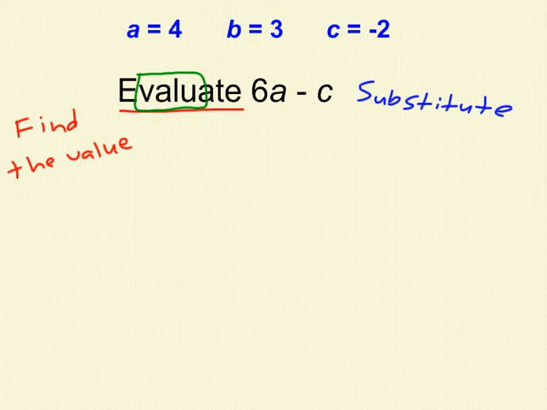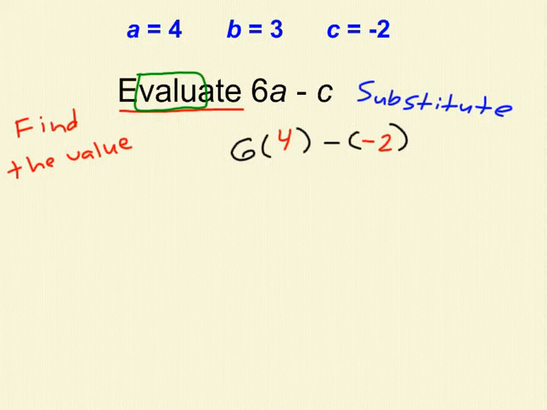When you substitute, you're going to replace your variable with a number. So here in the expression 6a minus c, I'm going to replace my variables with the given numbers. Whenever you substitute, you always need to make sure that you use parentheses. So as I rewrite my expression, I'm putting parentheses for a and parentheses for c. I'm then going to substitute a is 4 and c is negative 2.